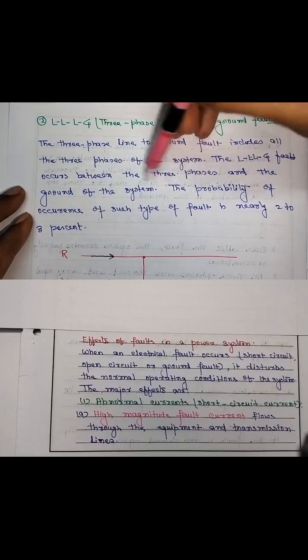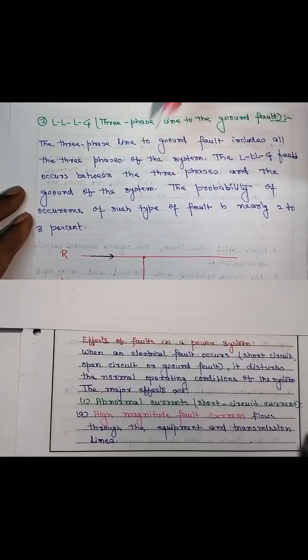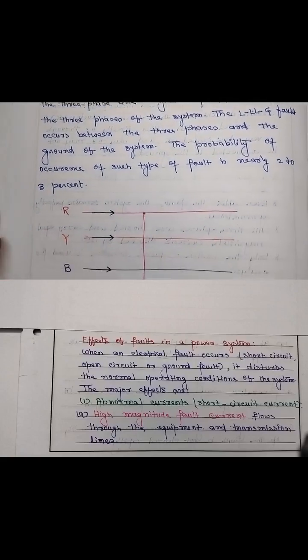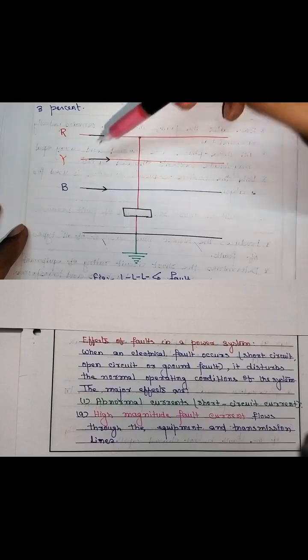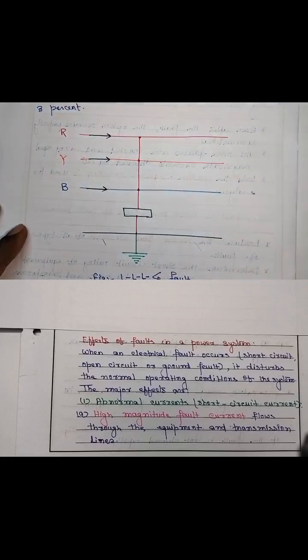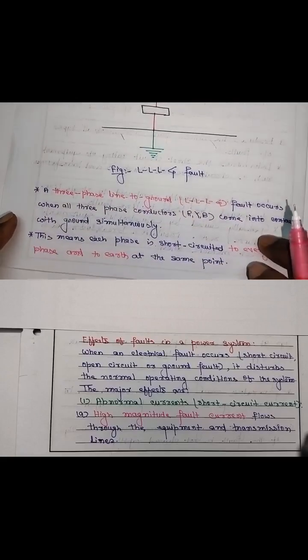The probability of the occurrence of such a fault is nearly 2 to 3%. It occurs very rarely in nature, and it varies from 2 to 3%. Somewhere it is written as less than 10%. In the diagram we can see the three conductors R, Y and B. When they are shorted and grounded also, such a fault is called the line to line to ground fault.